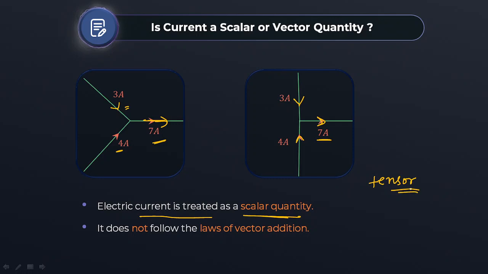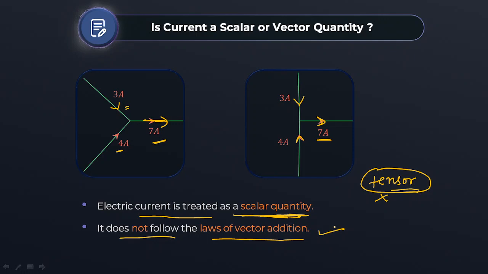Tensors are quantities which have magnitude and direction, but they don't follow the vector law of addition, which is out of our syllabus. So no need to worry about this. If they ask what current is, we will say current is a scalar quantity, right? Why? Because it doesn't follow the vector law of addition. We just have to do the algebraic sum to find the result.